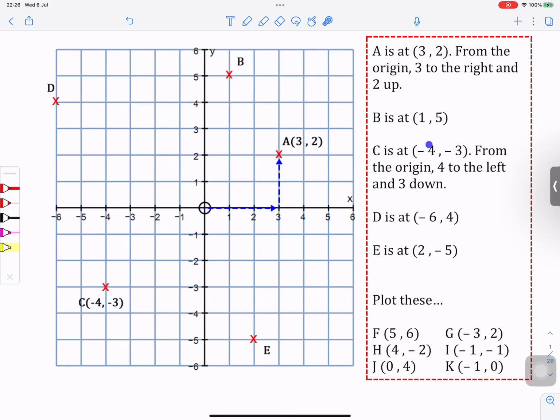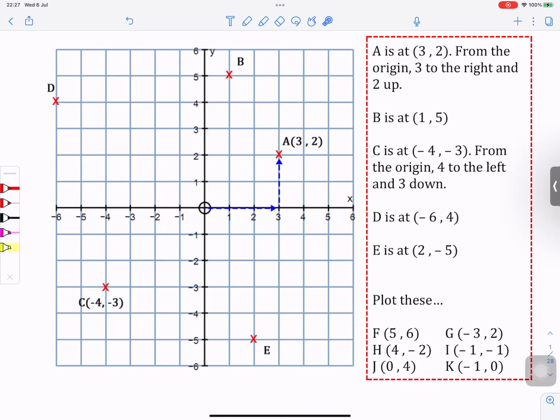C is at minus 4, minus 3 from the origin. Minus 4 means 4 to the left and minus 3 means 3 down. 4 to the left, 1, 2, 3, 4 to the left, that's minus 4. Minus 3 down, 1, 2, 3. So minus 4 and minus 3. That's how you mark that there. So that represents the coordinate x, y.